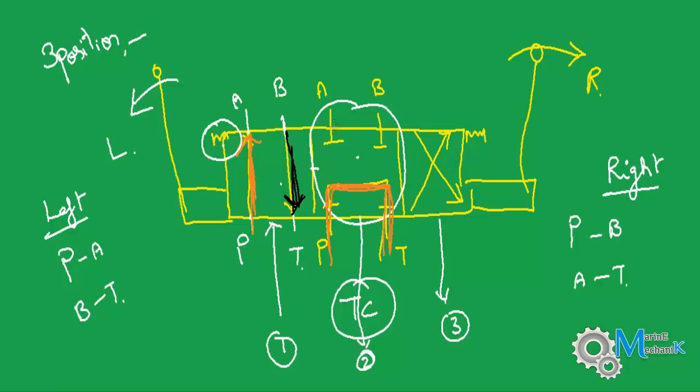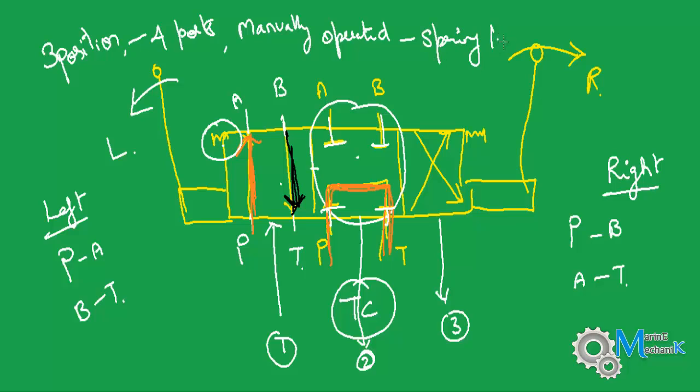and 4-port. Number of ports on each position is 4. 4 ports. Then you can always say this is manually operated or lever operated. Manually operated, spring loaded or spring centered, spring loaded, directional control valve. So that's how you name a hydraulic or pneumatic directional control valve.